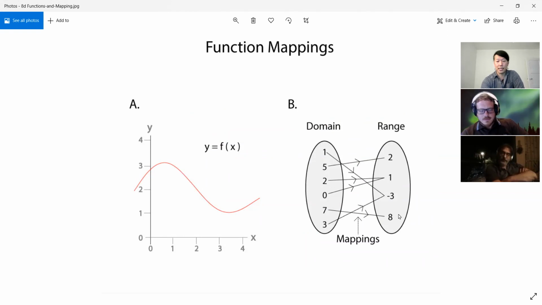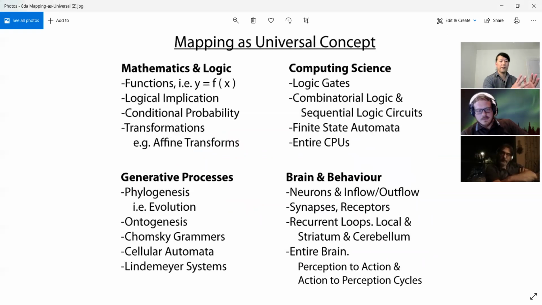That's mapping basically. Now, mapping is a very universal concept. One thing implies another, maps to another. We just described mathematics and logic, so functions as mappings, but also logical implication is like a mapping. If something implies something, then that maps to the other thing. Conditional probability, transformations, they are mappings. And in computer science, logic gates, one combinatorial state maps to another. An entire CPU is a combinatorial state, and that will map to another. So in all computer science, finite state automata are all mappings.